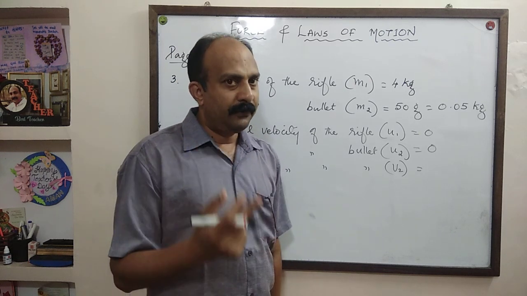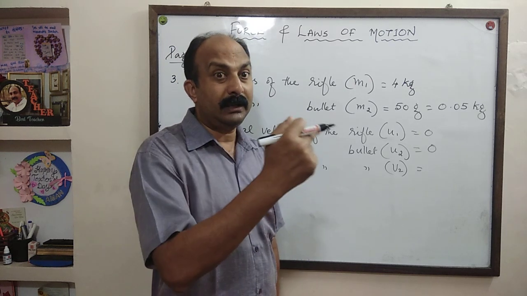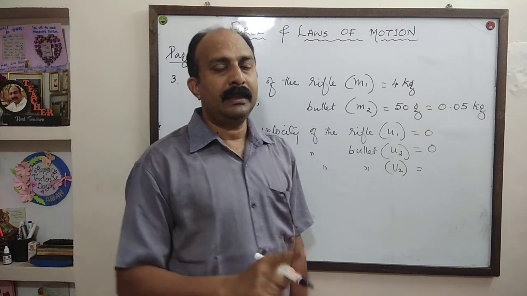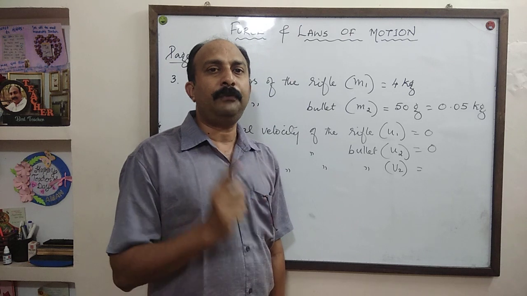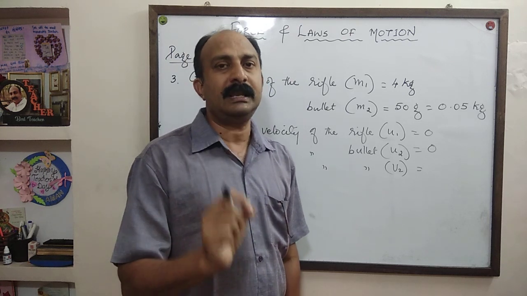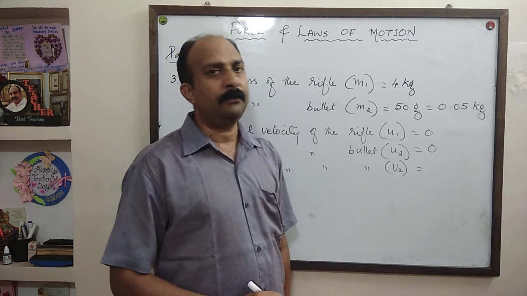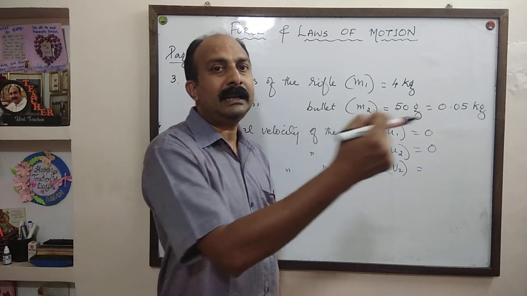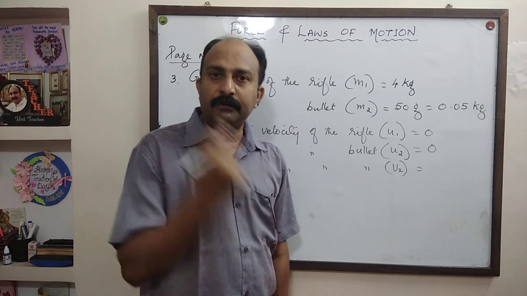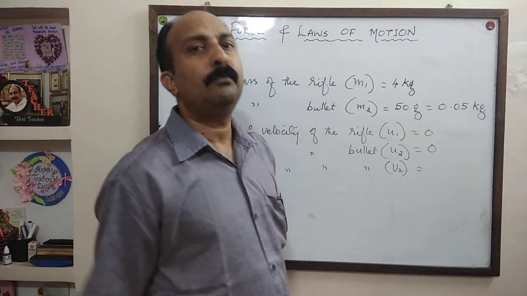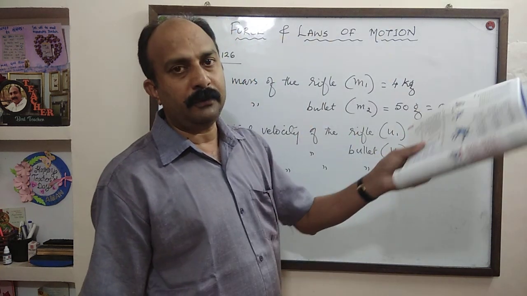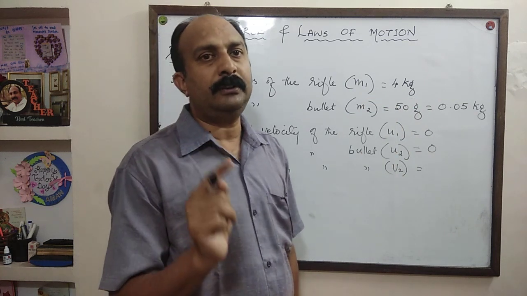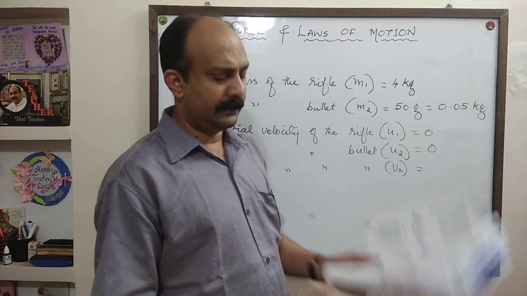Because the final velocity will be acting on the gun in the opposite direction. So it is called recoil velocity. And the recoil velocity of a gun will always have a minus sign. Why? This minus sign indicates this velocity is acting in the opposite direction of the velocity of the bullet. Bullet moves forward, rifle comes backward. So your recoil velocity will always be minus.